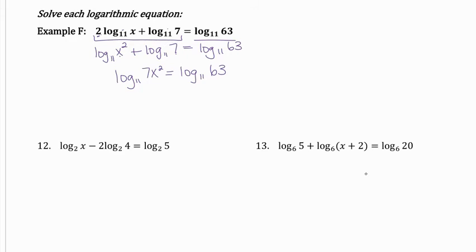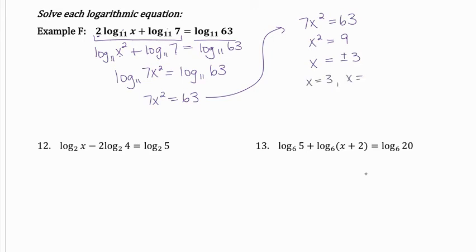And now, since I've got log base 11 of something equals log base 11 of something, they have the same logarithm on both sides, I can just drop the logs, and we're left with just 7x squared equals 63. And now I can solve that just like I normally would. I divide both sides by 7, I get x squared equals 9. Take the square root of each side, and I will get x equals, the square root of 9 is not just 3, but plus or minus 3. So we actually get two answers there. We've got x equals 3 and x equals negative 3.